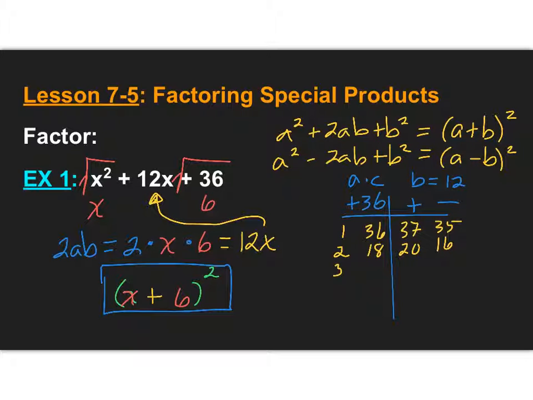Next number after 2 is 3. 3 divides into 36 12 times. You add them, you get 15. You subtract them, you get 9. Again, not our middle term. Next number after 3 is 4. 4 divides into 36 9 times. You add them, you get 13. You subtract them, you get 5. Still not our middle term.